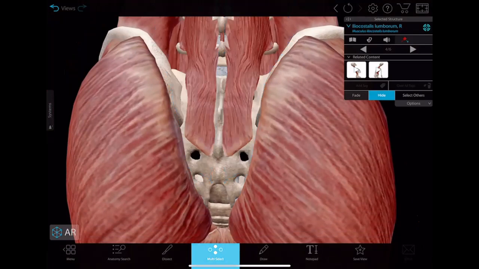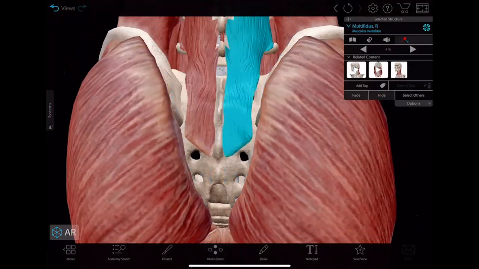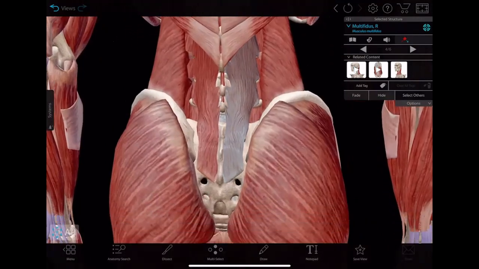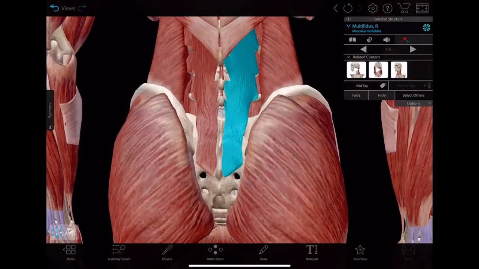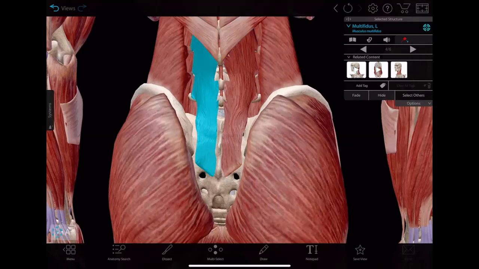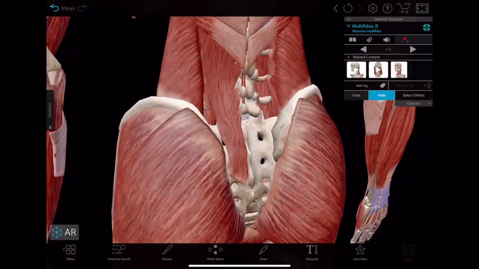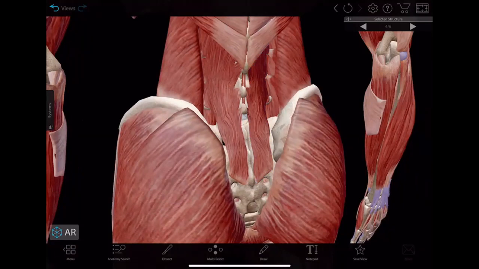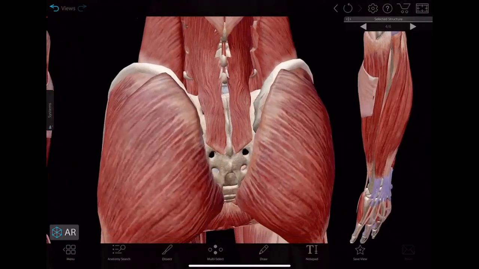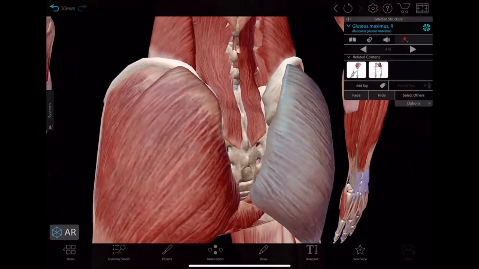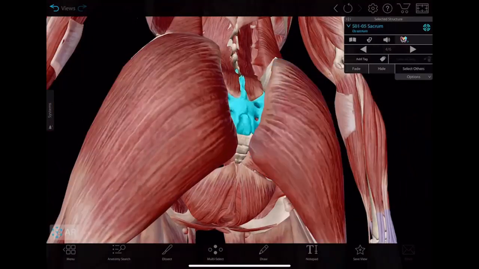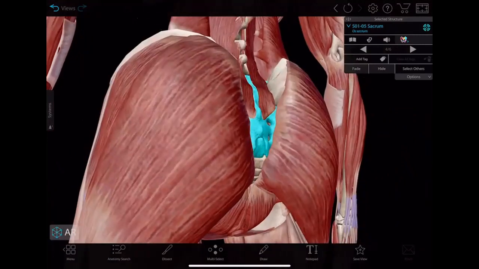So what you are seeing is multifidus, right? This is the innermost part of the muscles of the back, right? That is the multifidus. If you hide that, right? So multifidus and erector spinae, right? This is the gluteus maximus. It is coming from the inferior angle of the sacrum. Okay, that is the sacrum. Hope you understand.